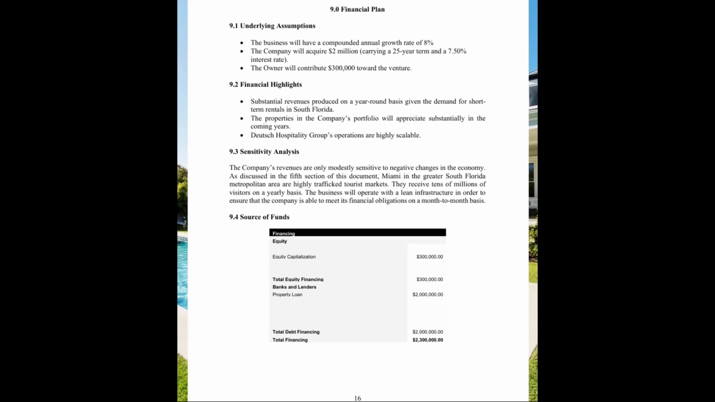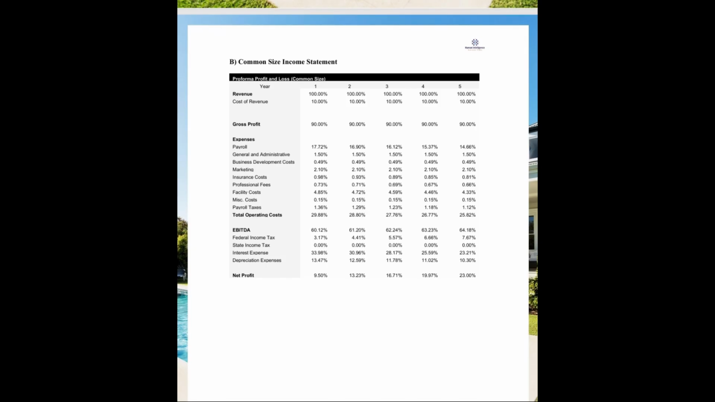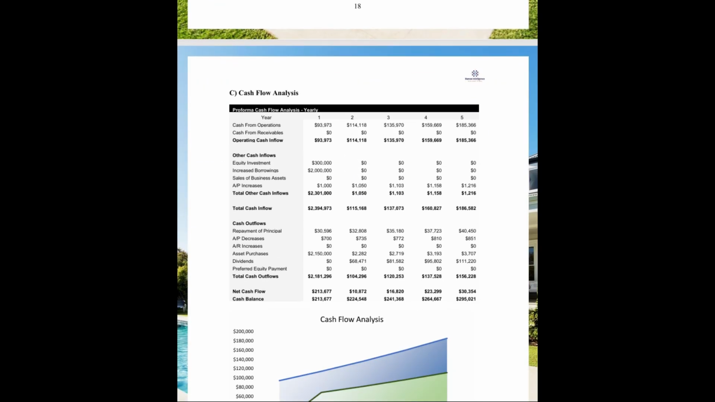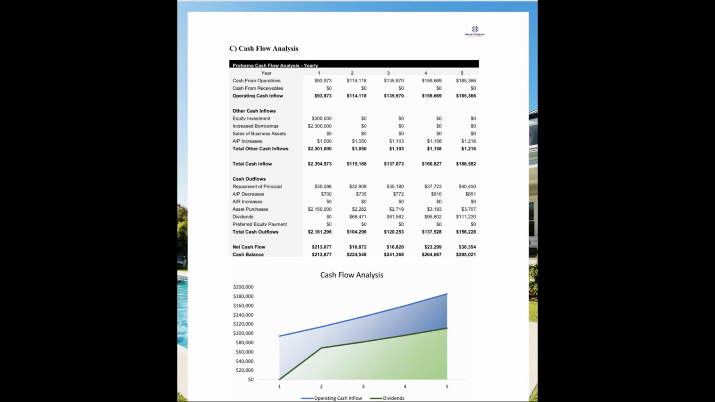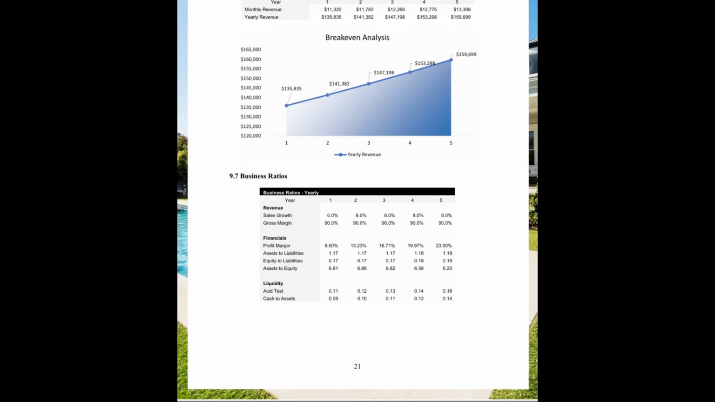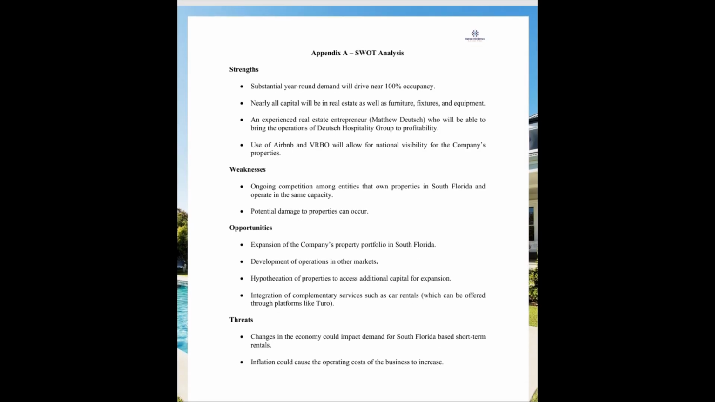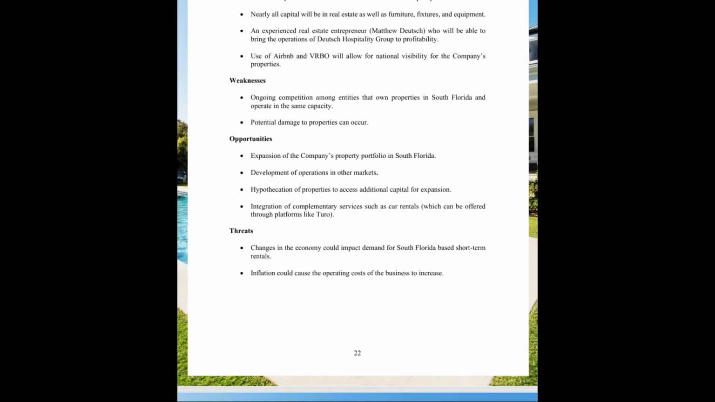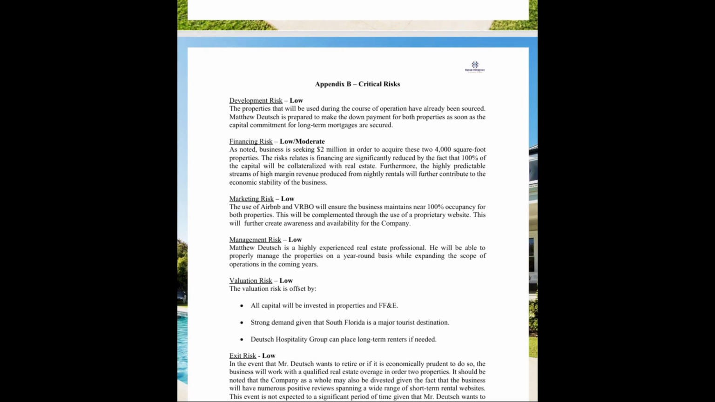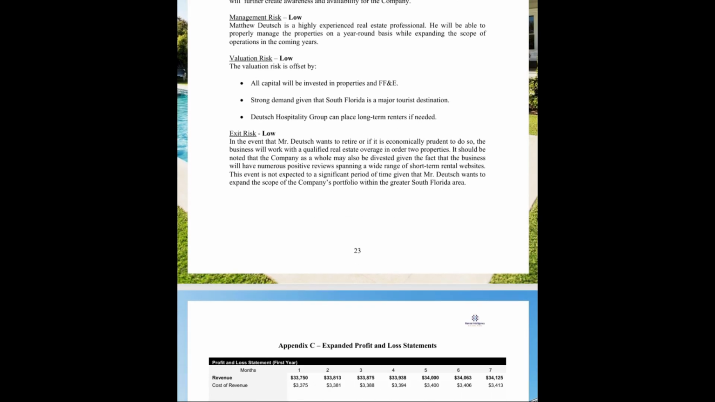And then, of course, the financial model, which is done on a 5-year basis and has a profit and loss statement, cash flow analysis, common size income statement, balance sheet, break-even analysis, and business ratios. We then end the plan with a SWOT analysis, discussing the strengths, weaknesses, opportunities and threats. And the final chapter is the critical risks, discussing development risk, financing risk, marketing, management, valuation, and exit risk.